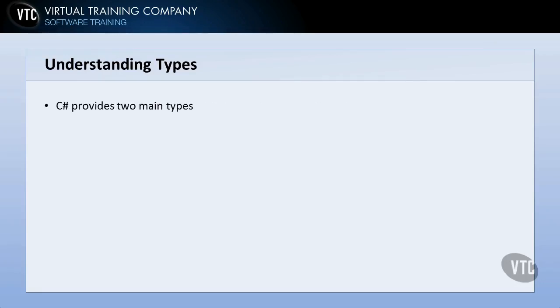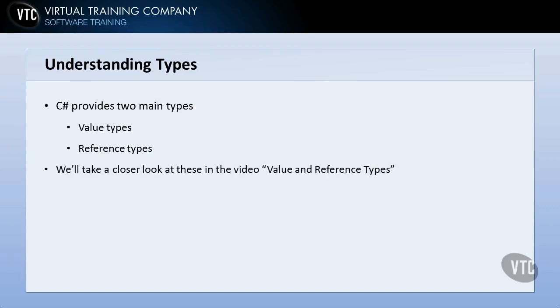Now, C# really breaks all the types that are out there into two main types: value types and reference types. Now, these are subdivided from here, but for now, don't worry about that. In C#, you have two main choices. You can store data in a memory location as a value type or a reference type. Now we're going to take a closer look at these in a video entitled Value and Reference Type. So you may want to go take a look at that one next.